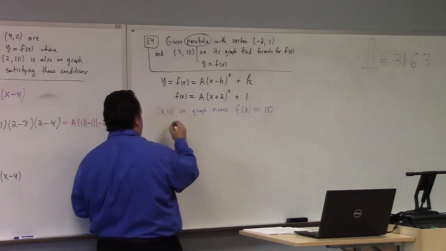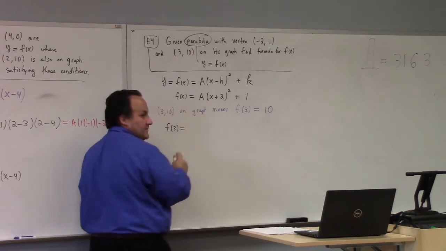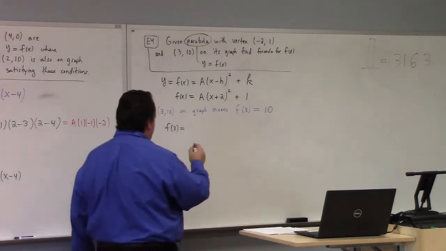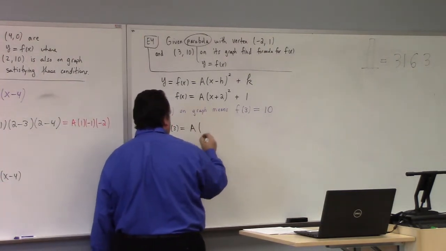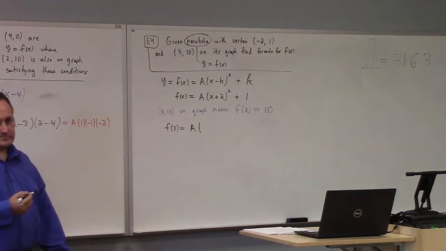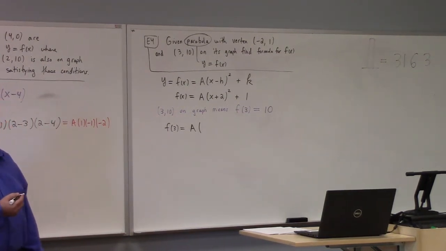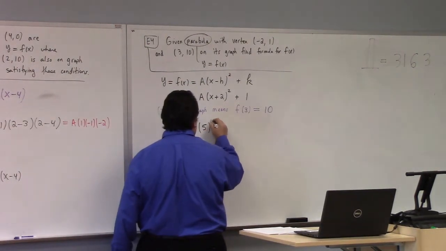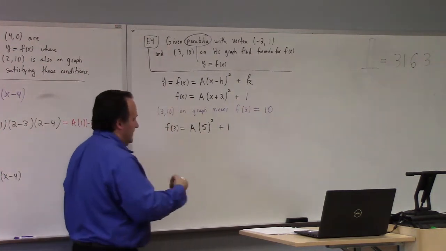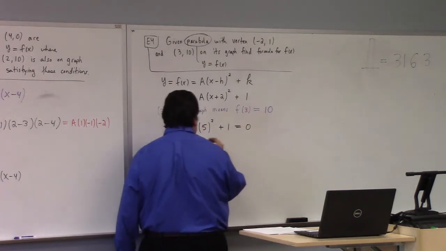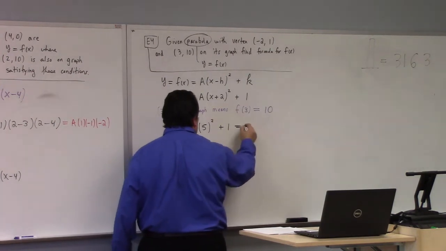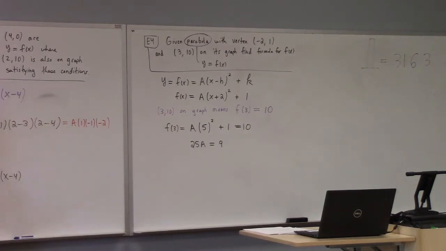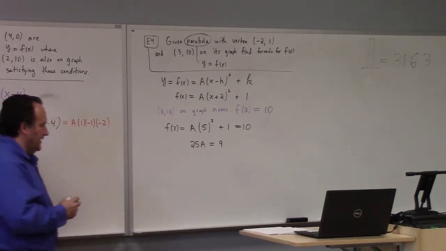So we have f of 3 equal to, ooh, did you pan? Yes. Okay, cool. I am my own worst cameraman. Let's see here, so 3 plus 2 is 5, right? So we've got a times 5 squared plus 1. And that's all equal to 10, yeah? So what that gives us is 25a is equal to 9. So a is in fact equal to 9/25.